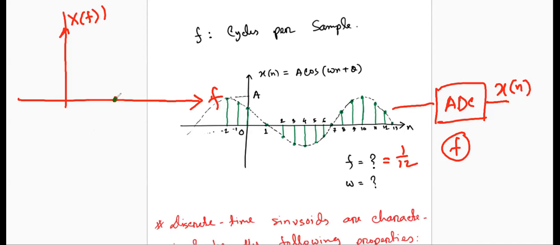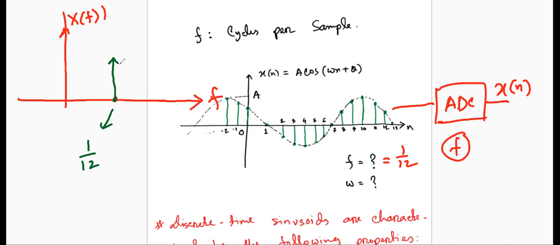So where is that? Let me draw it here. So this is the point. This is 1/12. And let's say this is the strength of the signal. What is the strength at this moment? So it is like that.